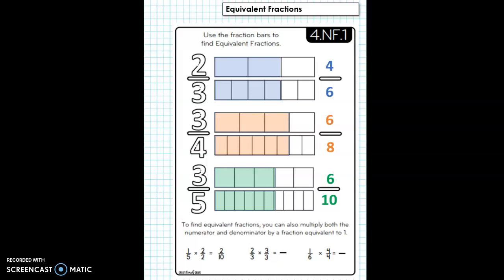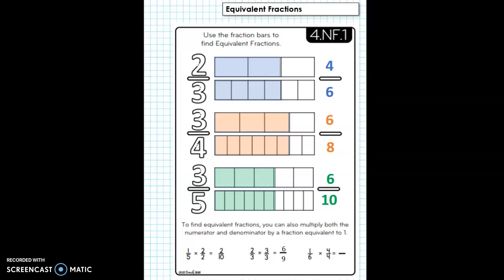Our second example on the bottom is 2/3. This time we are multiplying both 2 and 3 by the number 3. 3 times 3 is 9, and 2 times 3 is 6, giving us the equivalent fraction of 6/9. If I were reducing 6/9, I would start by dividing both 6 and 9 by 3, since 3 is their common factor.